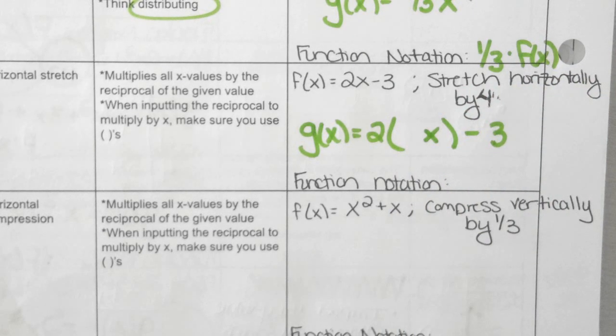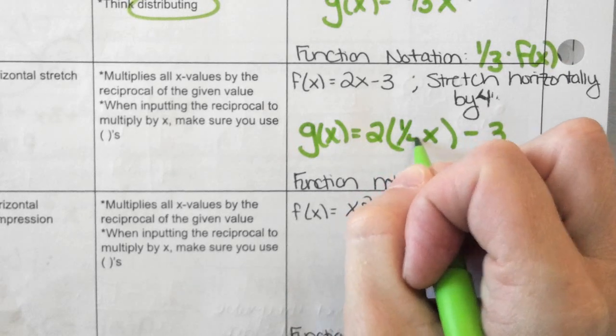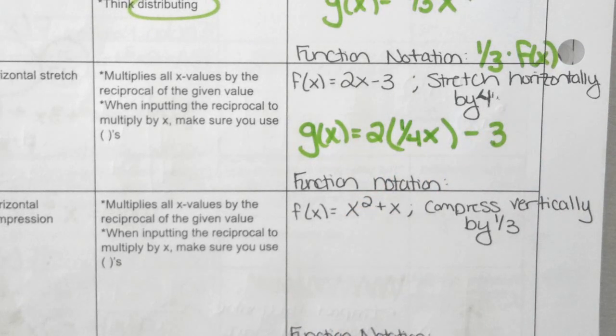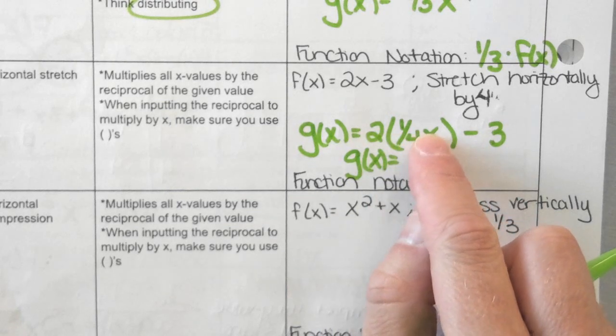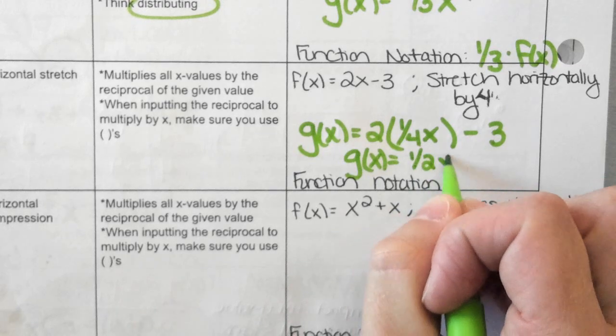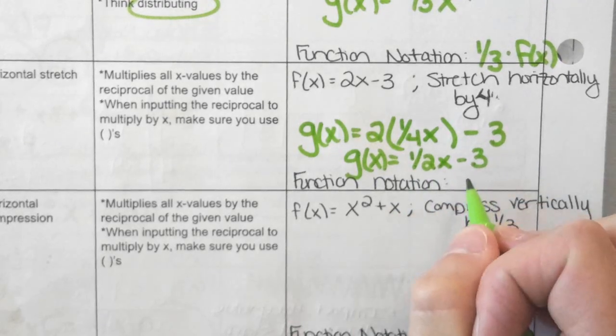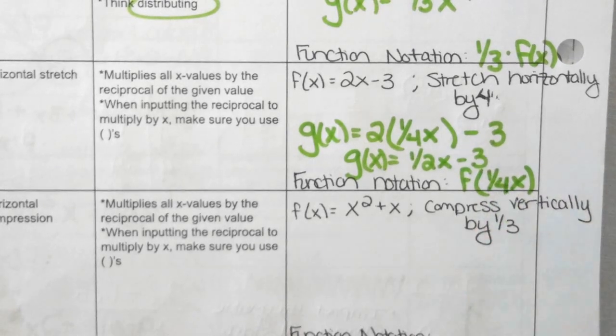So do you see how the essence of the equation is still there? The 2, the x, and the minus 3? Okay, so I am only impacting the x because I'm impacting it horizontally, and I want to do a stretch by 4. Again, we multiply, though, by the reciprocal. So it's going to be 1/4. And then I am going to simplify this. So g of x equals, this would give me 2/4, which is really 1/2. So g of x equals 1/2 x minus 3. So what did I do? I took my f of x and I multiplied it by 1/4.